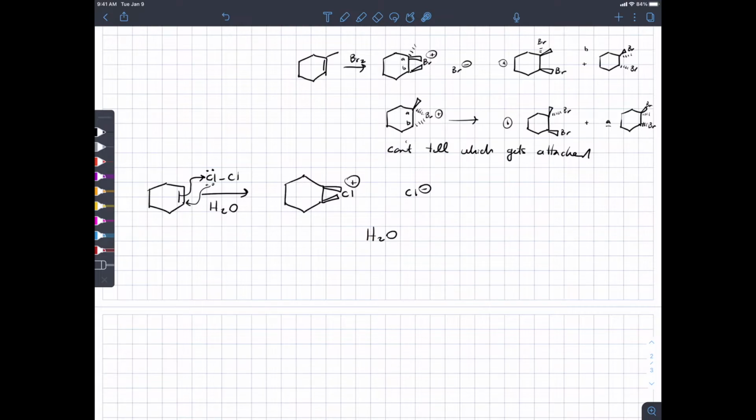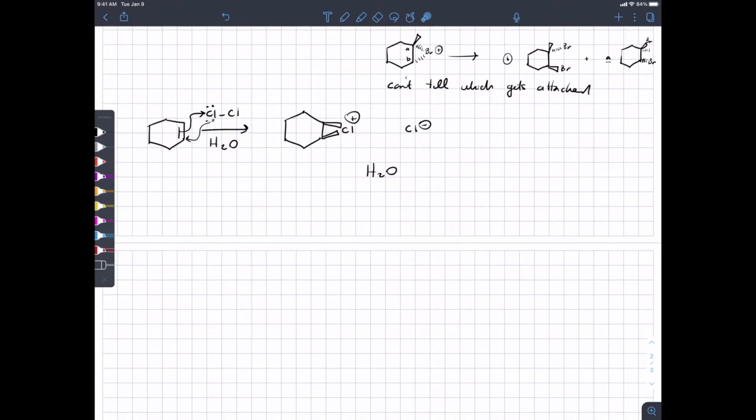But at this point, Cl- disappears into the solvent, and your molecule is surrounded by way more water than it is Cl-. And so the nucleophile in the second step, rather than be Cl-, is water. So we will have water come in and attack. Again, this is just like epoxide opening in the sense that we're going to attack from the back side.